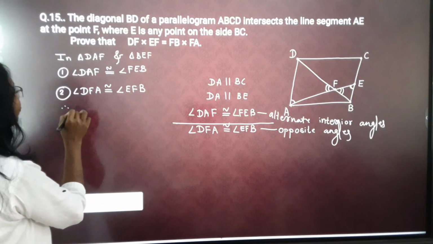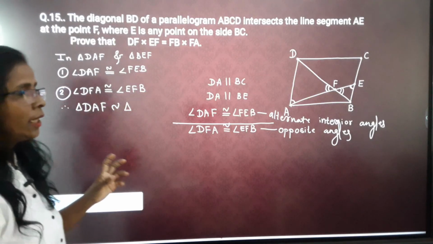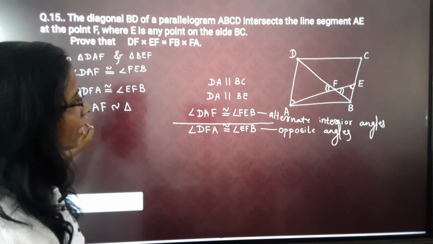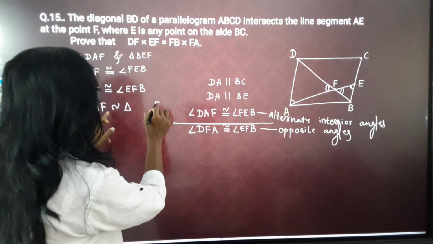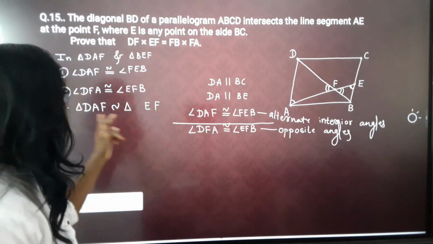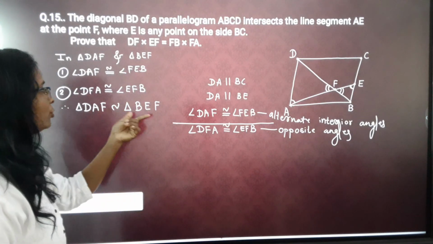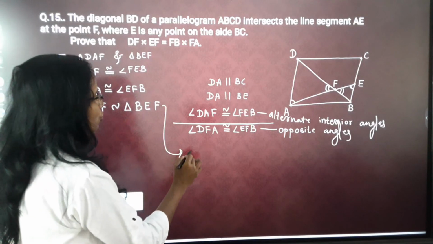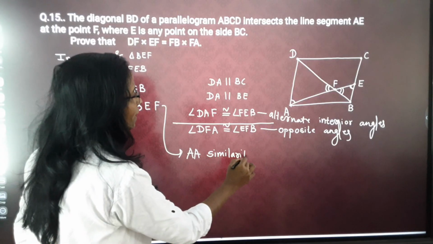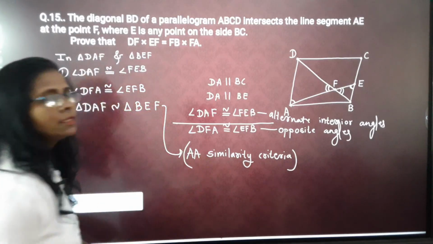Therefore, triangle DAF is similar to triangle. Now carefully write down the one-to-one correspondence. That is D, A, here F is for F, so I write F. Now A is congruent to E, so I write here E. And then D is congruent to B. So the similarity is triangle DAF similar to triangle BEF, and the criterion is the AA similarity criterion. These two triangles are similar to each other.